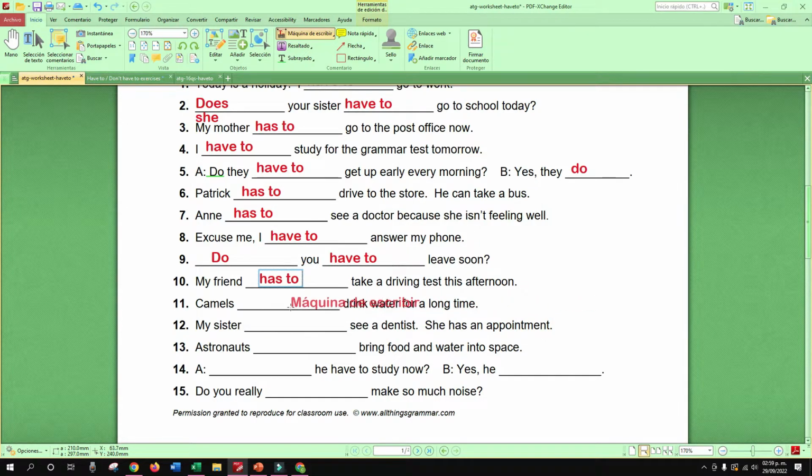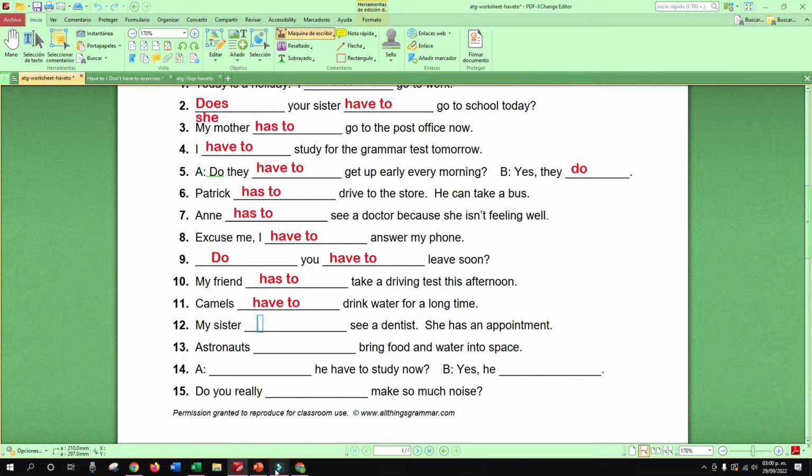Kenya? Camels has to drink water for a long time. Has or have, Mr. Goodwin? It is plural. Have. That is plural. Camels have to drink water for a long time. Perfect. So camels have to drink water for a long time. Excellent. Thank you, Mr. Goodwin.